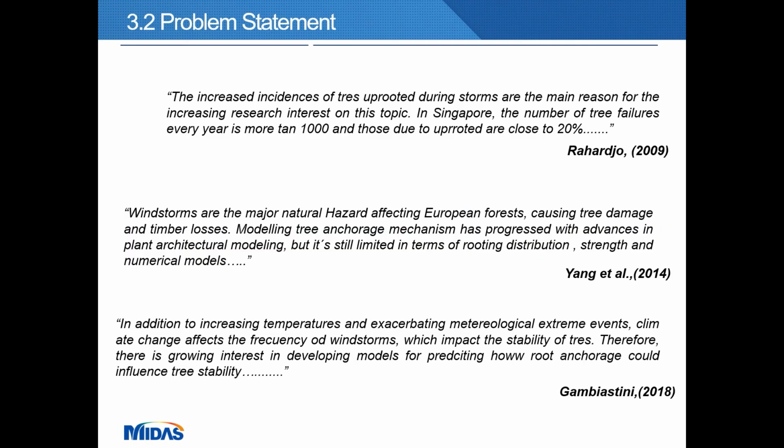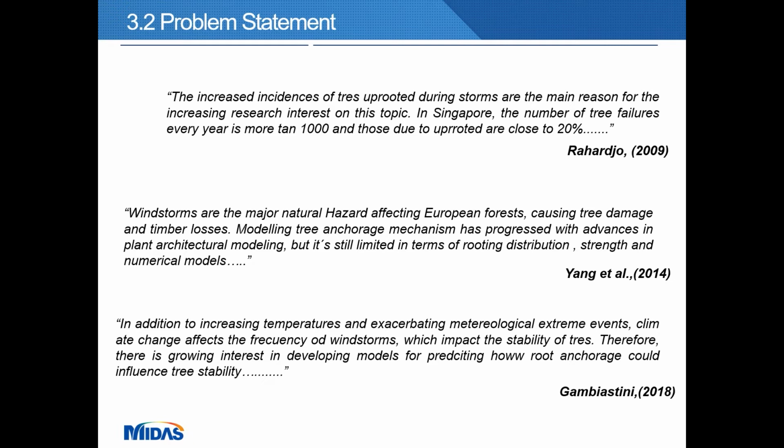So I already extracted from several journal papers some conclusions about tree stability that support our decision to try to prevent tree failures. For example, Rojarjo in 2009 said that the increased incidence of trees uprooted during storms is the main reason for the increasing research interest in this topic. In Singapore, the number of tree failures every year is more than 1,000, and those due to an uprooted condition are close to 20%.